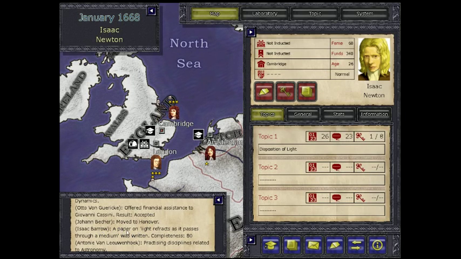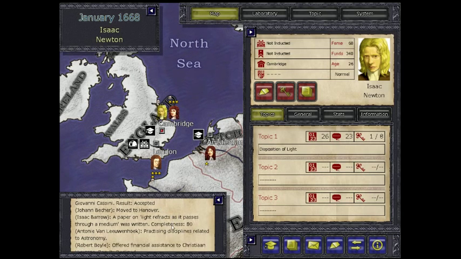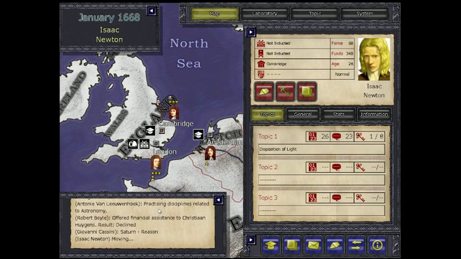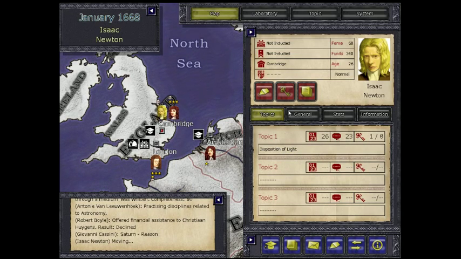Isaac Barrow, a paper on light refracts as it passes through a medium was written. They better not publish it, because in the other one, he beat me out. In the first game that I played, he beat me out, and then they refused to publish my paper. So he better not beat me out. They better not publish me there. Publish him there.